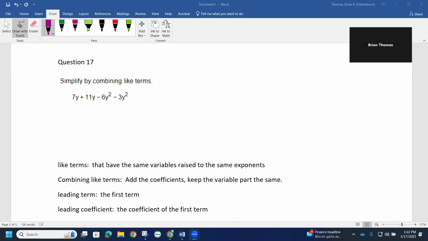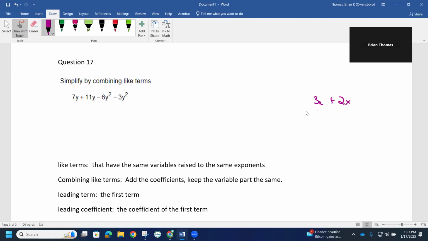With like terms, they have the same variables raised to the same exponents. To combine like terms, what you really do is add the coefficients and keep the variable parts the same. So recall, if I give you 3x plus 2x, these are like terms because they have the same variable part.